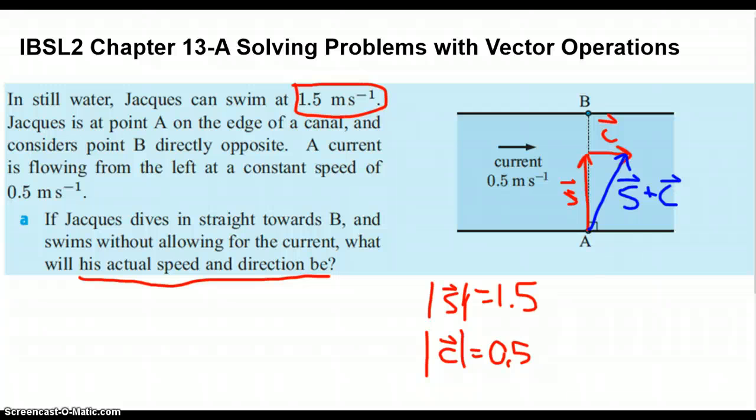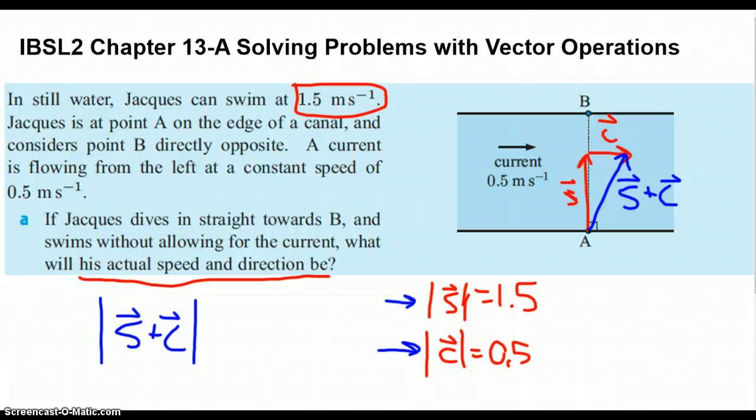Now you'll notice the vectors that we're talking about here, this swimming vector and the current vector, we have both a speed and a direction. That's velocity. Okay, and the magnitude of a velocity vector is speed. So both of these are speeds. Okay, we want the magnitude of S plus C. Okay, so to find his actual speed, this is what we want to find.